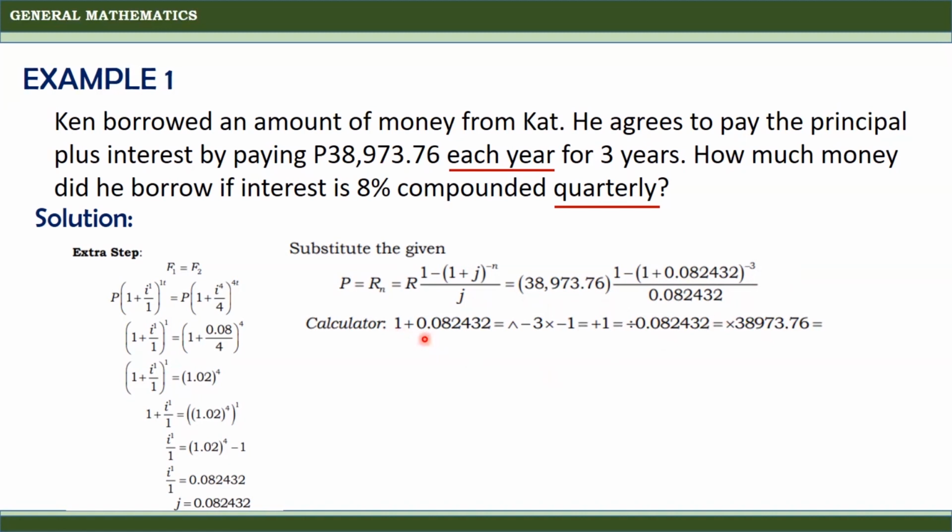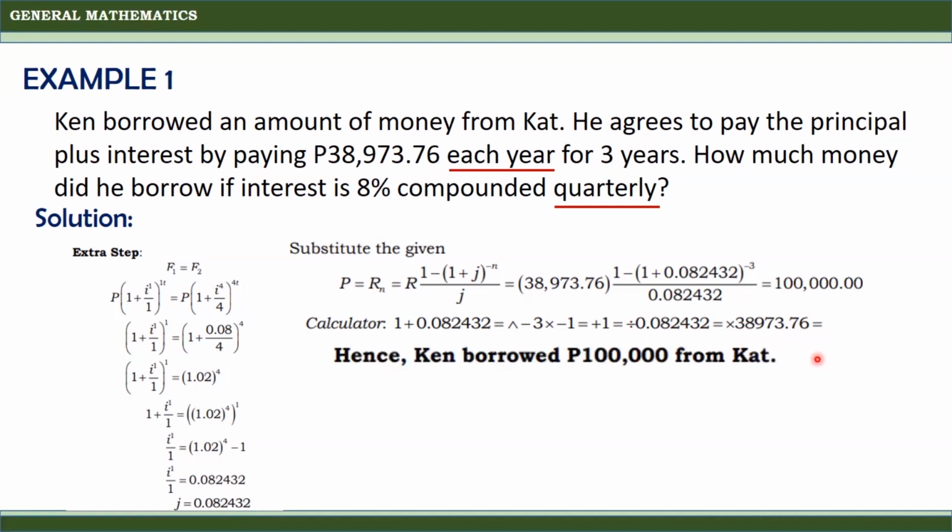Using our calculators to find the value of this expression, we need to input the following: 1 plus 0.082432, equal sign, raised to negative 3, equal sign, times negative 1, equal sign, plus 1, equal sign, divided by 0.082432, equal sign, times 38,973.76, equal sign. Finally, it will give us the value 100,000. Hence, Ken borrowed 100,000 pesos from Kat.